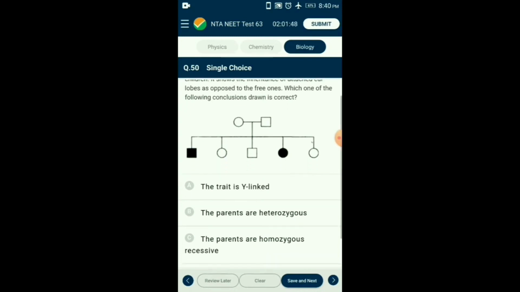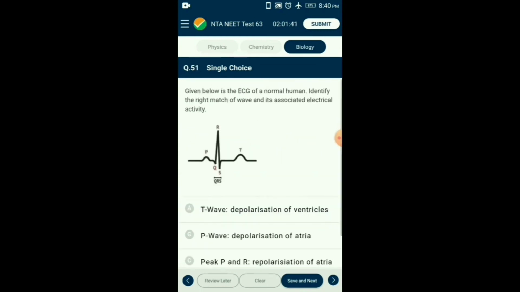So the answer for this question is option B. The parents are heterozygous. Question number 51. Given below is an ECG of a normal human. Identify the right match of wave and its associated electrical activity.